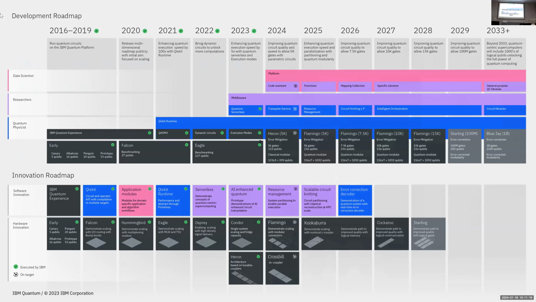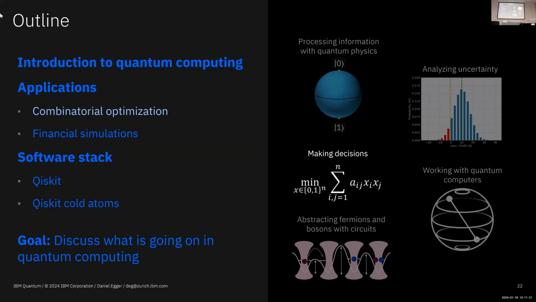So with that, I want to dive in now to some of the applications that we have. This is, of course, only the tip of the iceberg. There's a lot of research in this particular field. The first one is combinatorial optimization. What exactly does that mean?